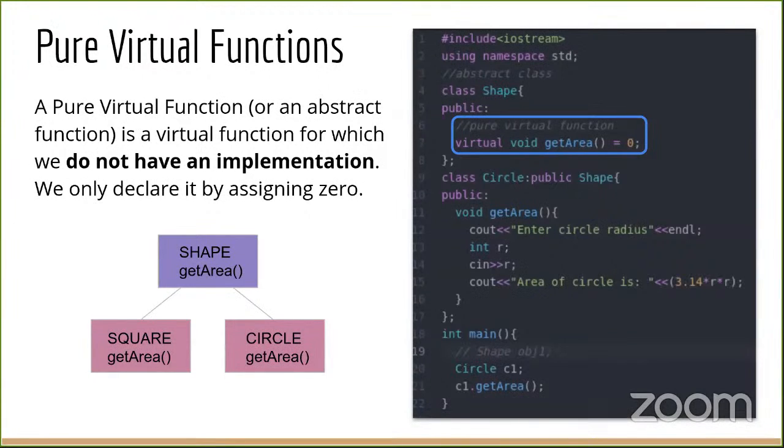Thanks, Roshan. To move to abstract classes in C++, we first need to learn about pure virtual functions. A pure virtual function is simply a virtual function for which we do not have an implementation in the class, and we declare it by assigning 0.